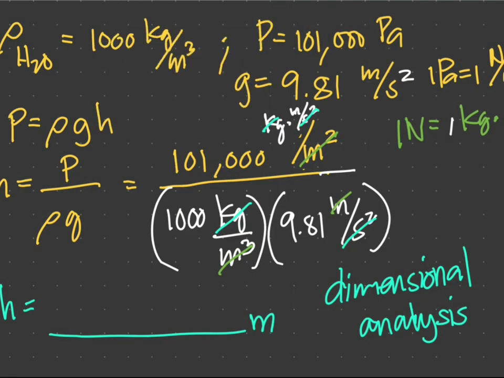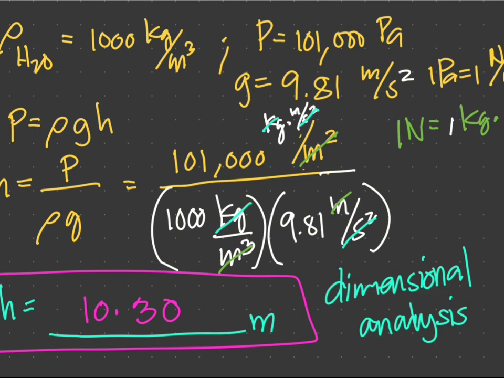Okay, so we have 101,000 divided by 1,000 divided by 9.81. Okay, this is what I get: 10.2956, so this is 10.30 meters. So this is the height of the column in a barometer. So the answer here is letter D. Now you know how to solve that.